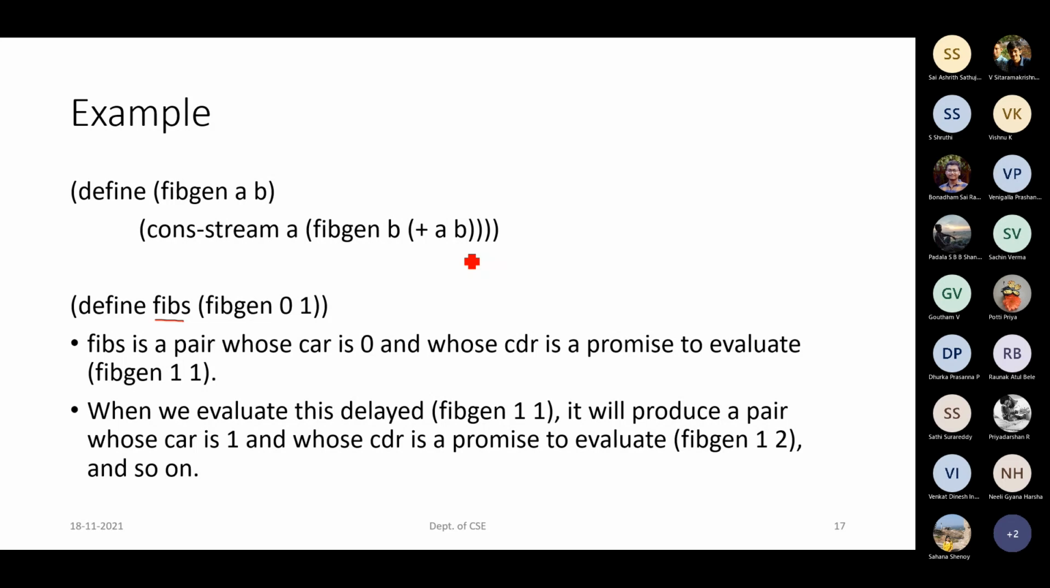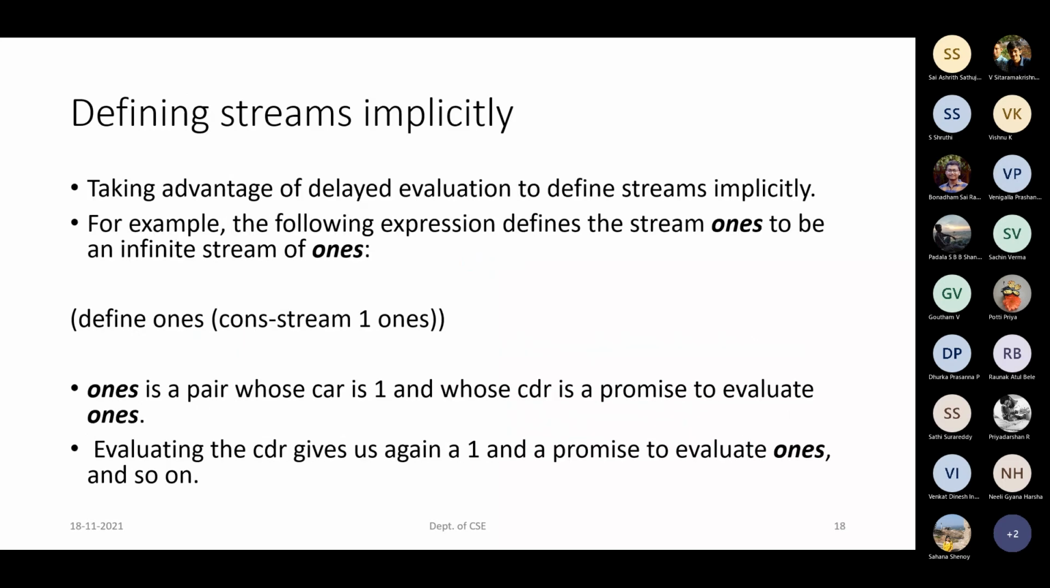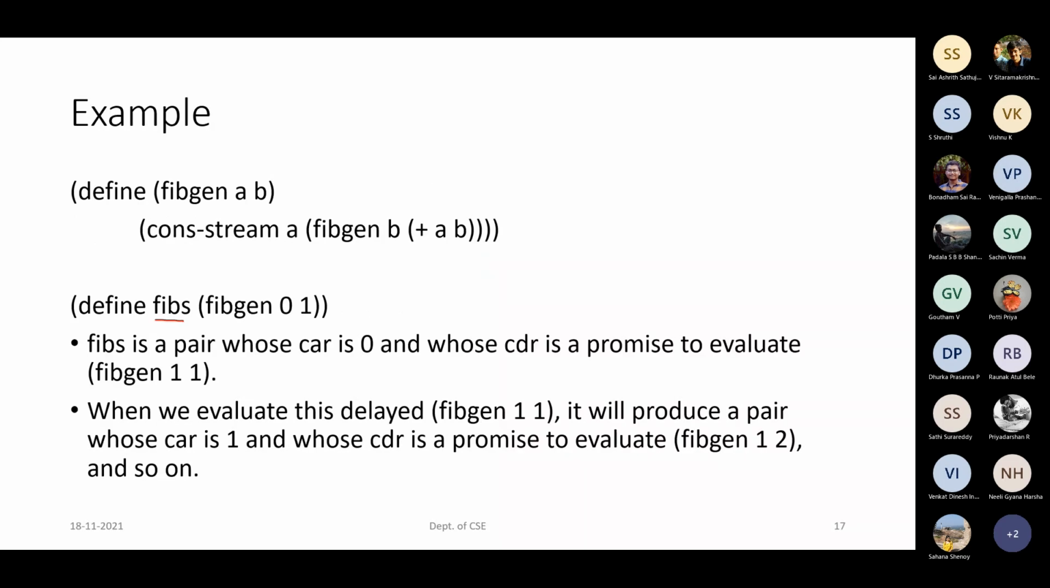Otherwise, we have to generate all the values and store them at a place, and then only we can pick it up. Here, based on the requirement, you generate the values. It's not necessary to generate all the values at a time. So these are considered to be examples of infinite streams.